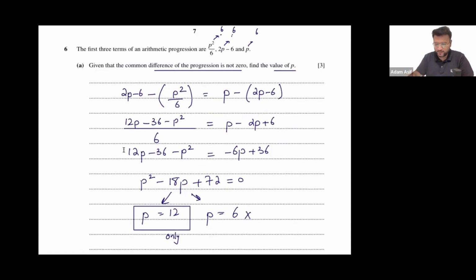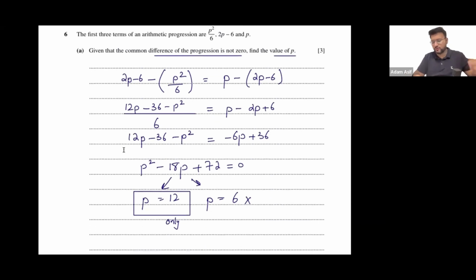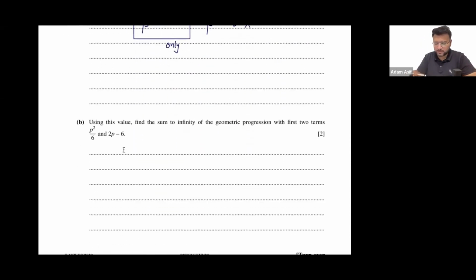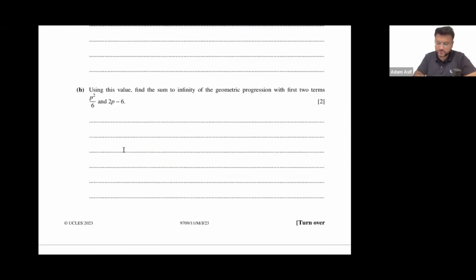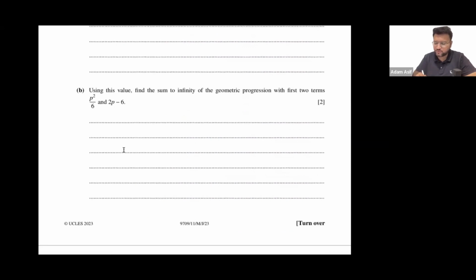Okay. Is everyone clear with part A? So the correct value of p is going to be 12. All right. Moving on. Now part B says, using this value of p, find the sum to infinity of the geometric progression with the first two terms p squared upon 6 and 2p minus 6.